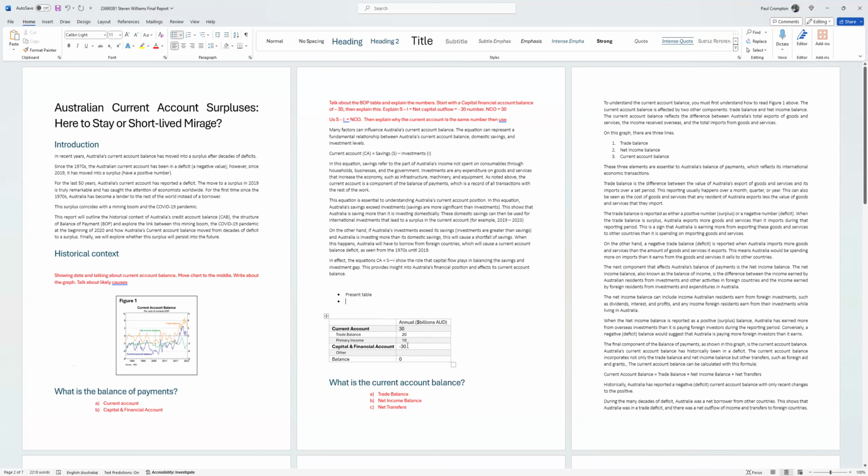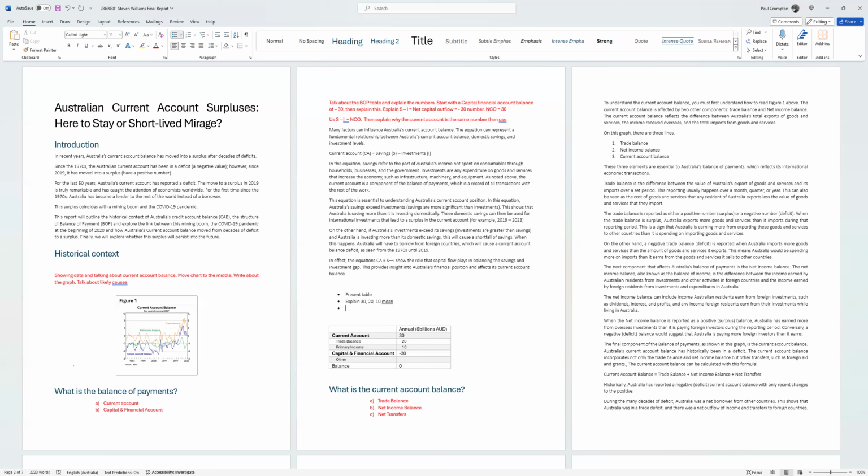Once you've run through what the table represents, then the next bit, you're going to explain what the 30, the 20, and the 10 mean in the current account. Then the next thing, you're going to explain what the minus 30 means in the capital financial account. And when you do that, you're going to use this equation.